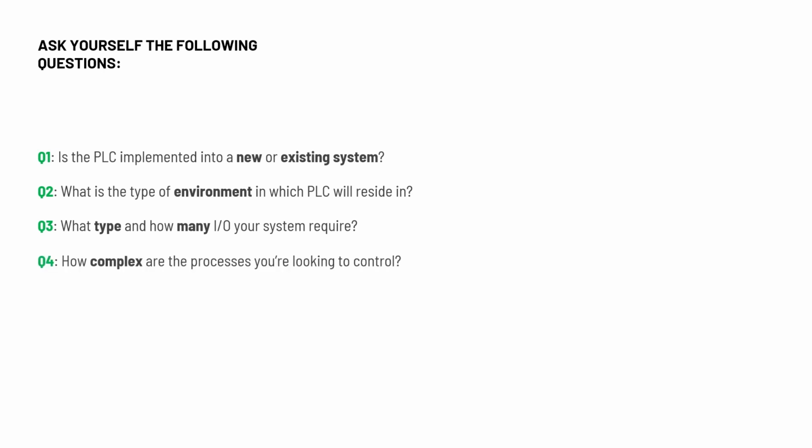The fourth question is really closely connected with the third one. How complex are the processes that need to be controlled with the PLC? How complex the process is depends on how many inputs and outputs are connected to the PLC, but also it is important to define how fast you need it to run. If your process requires on-time control, then you probably need to invest in a more expensive PLC system.